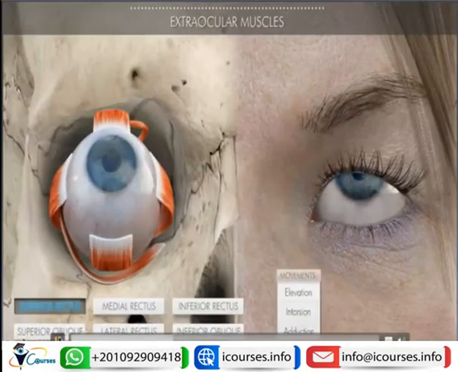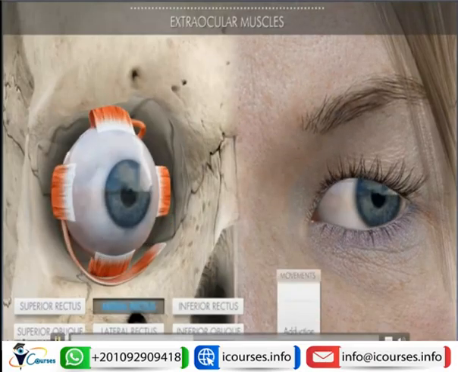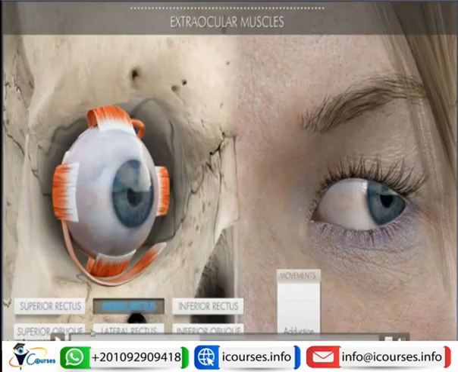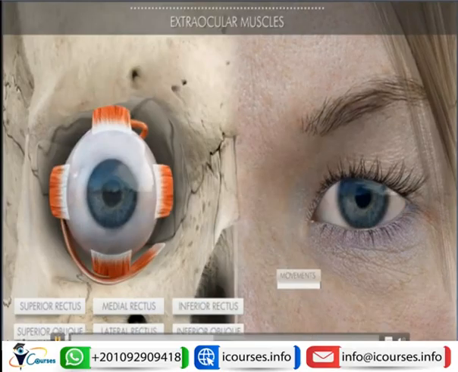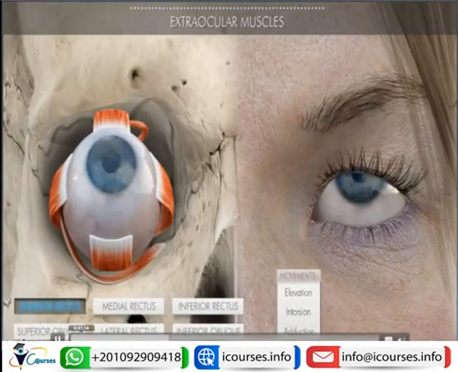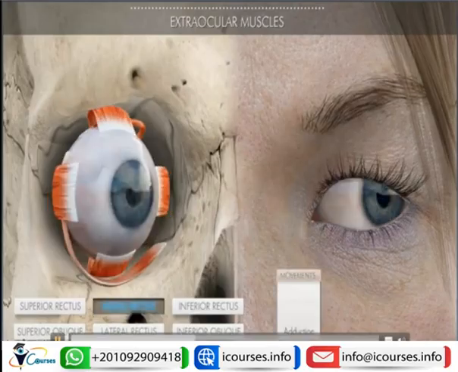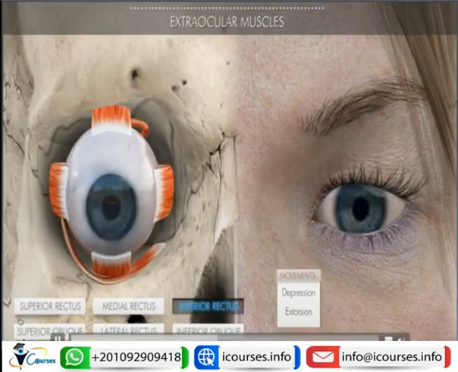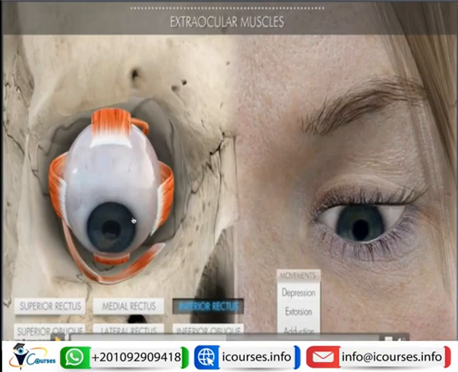So here the superior rectus will cause elevation, intorsion, and adduction. The medial rectus will cause only adduction. The inferior rectus will cause depression, excyclotorsion, and abduction.